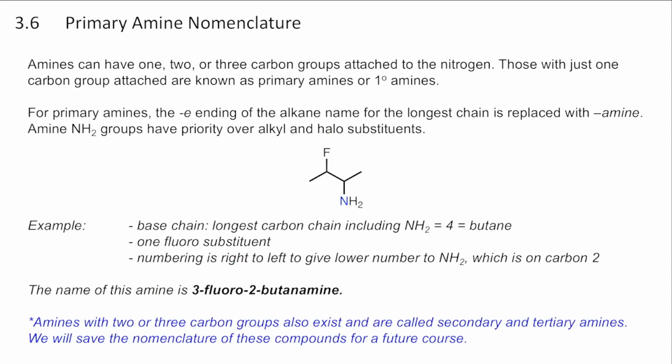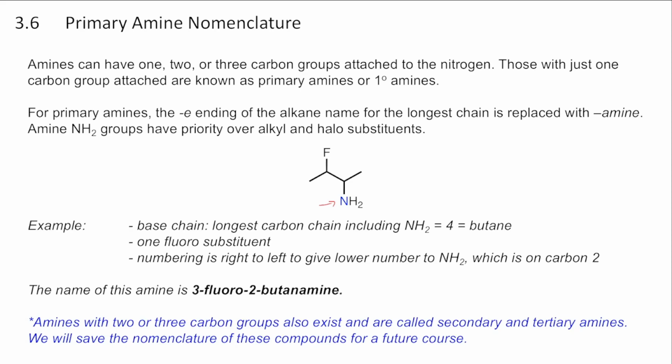Next are amines, and amines come in different flavors. You can have primary, secondary, and tertiary amines. If the nitrogen is attached only to a single carbon atom, we call it primary. If it's attached to 2 different ones, it's secondary. If it's attached to 3 carbons, it's a tertiary amine.